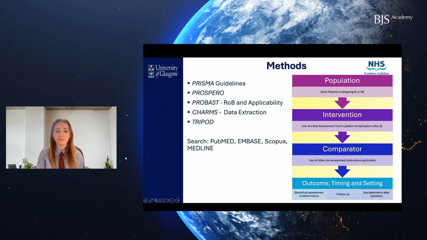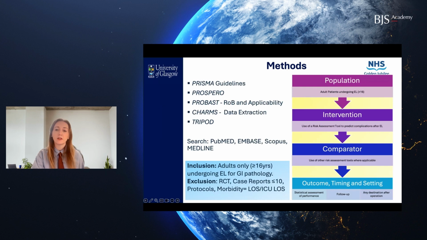And finally, frailty scores are often incorporated into existing risk assessment tools anyway, such as the NSQIP tool and the emergency surgery score. So we conducted a systematic review registered on Prospero. We followed the PRISMA guidelines, amongst others, for prognostic studies, and we searched 4 major databases. We included adults who underwent an emergency laparotomy for a GI pathology, so we excluded trauma laparotomies because their physiology is very different, and we also excluded gynecology, urology, and vascular laparotomies.